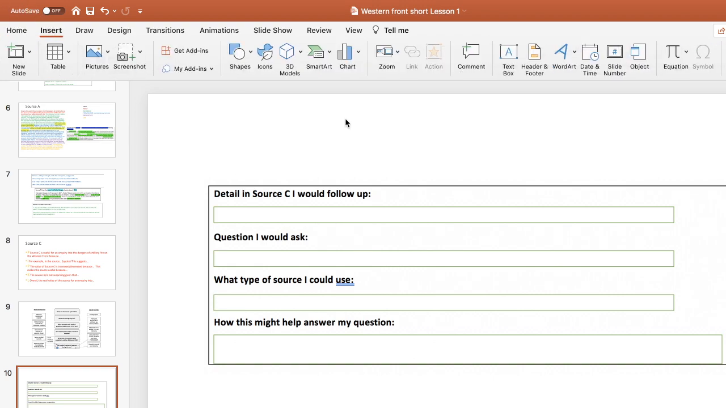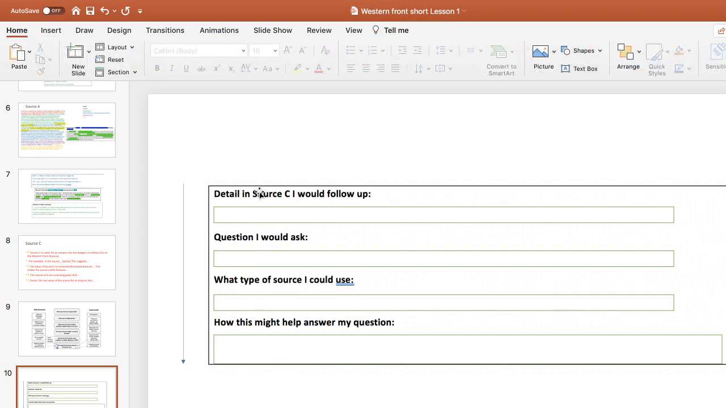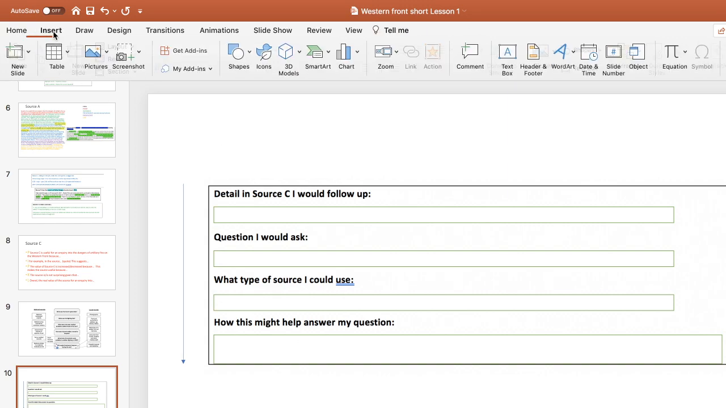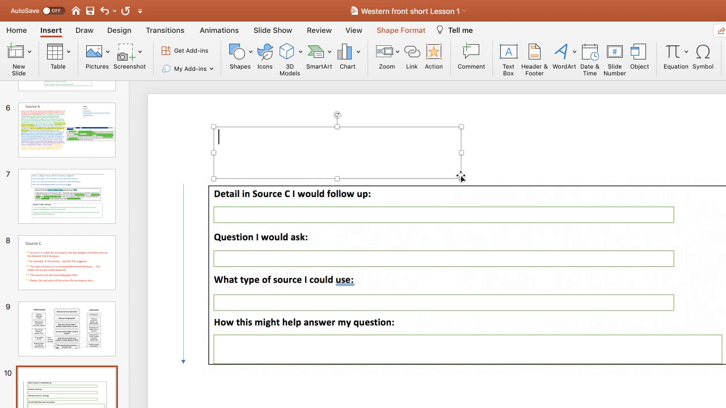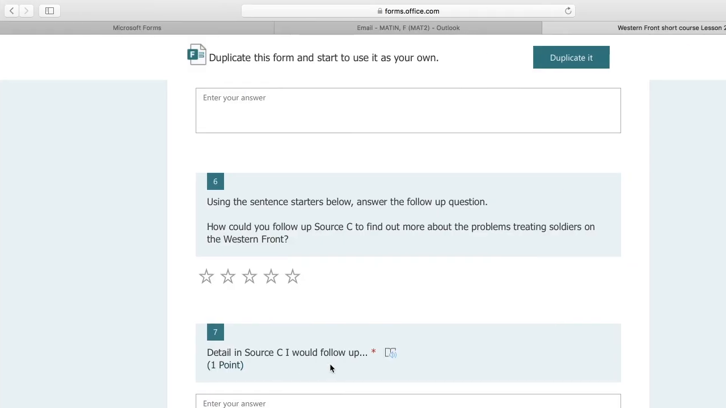So you need to make sure that you are answering every single one downwards, because you can't get a mark for this one, for example, if you haven't answered the ones prior. They are linked. So when it asks you for details in source C, I would follow up. Because source C is a text, all that's asking is a quote that is needed in source C that you would follow up, that is talking about, if we go back to our question, that's asking you about the problems treating soldiers on the Western Front.